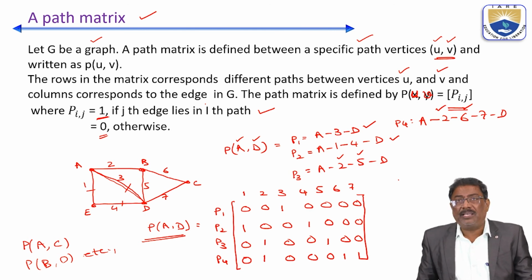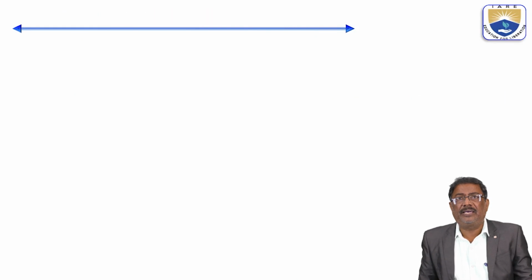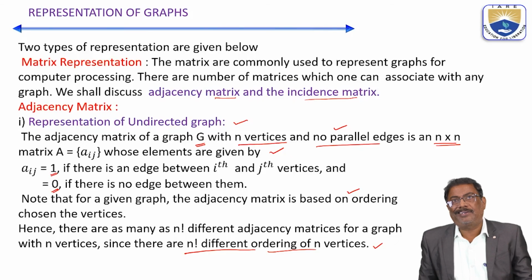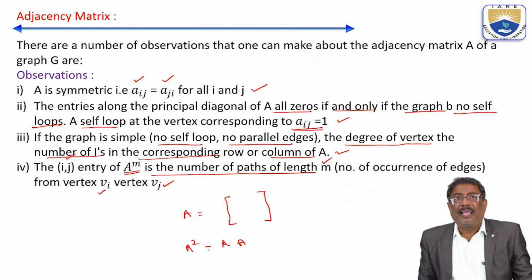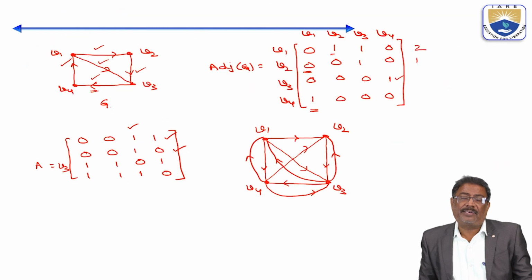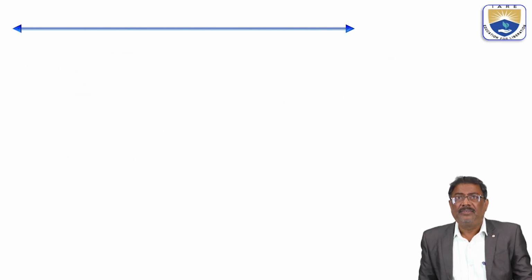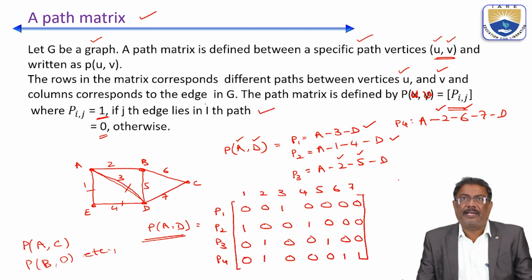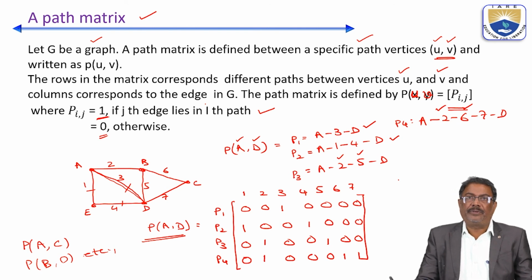Today we discussed the adjacency matrix for directed and undirected graphs, the incidence matrix for directed and undirected graphs, and the path matrix, and we discussed it for the undirected graph. In the next session we'll be continuing.